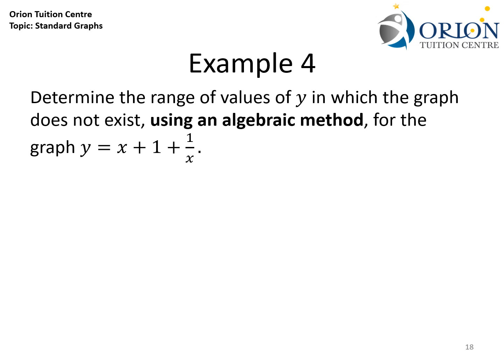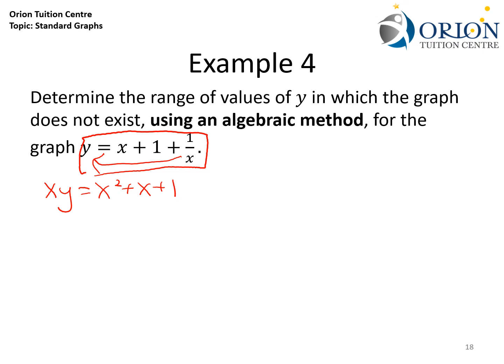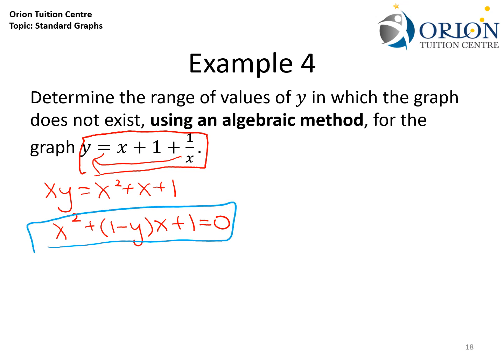So we are given the equation of y equals to x squared plus x plus 1 over x. The first thing we want to do is to cross multiply the denominator across so that we get a normal polynomial equation. So I get xy equals to x squared plus x plus 1, which I can rewrite as x squared plus 1 minus y times x plus 1 equals to 0. Now note that this becomes a quadratic equation in terms of x, and from here I can perform b squared minus 4ac less than 0.